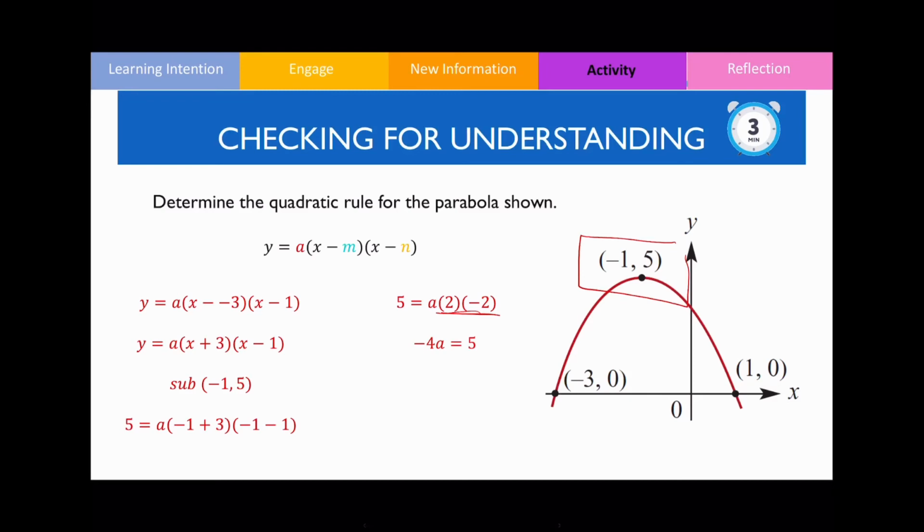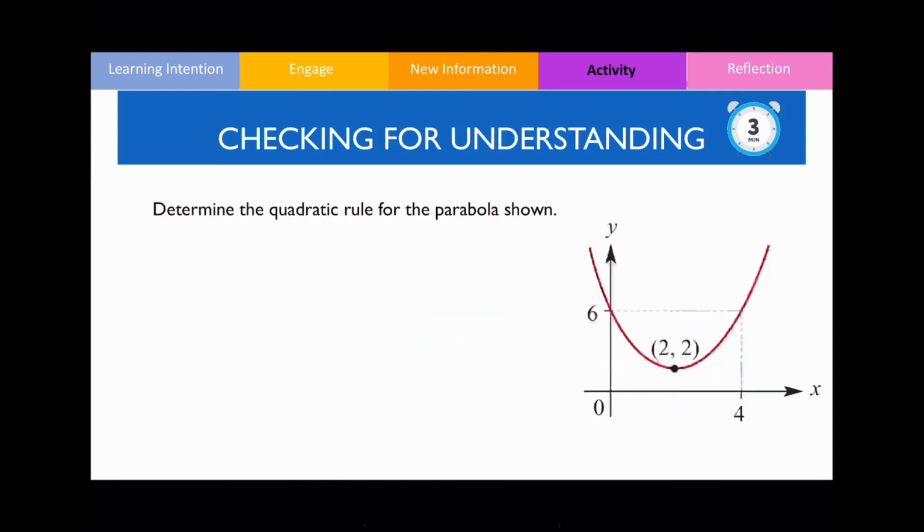Divide both sides by negative 4. A is equal to negative 5 on 4. And substitute that back into this equation here. Hence, this would be your answer, okay? Let's look at another example. So what I want you to do now is have a go again at answering this question. Give yourself 3 minutes and then we'll compare our answers.